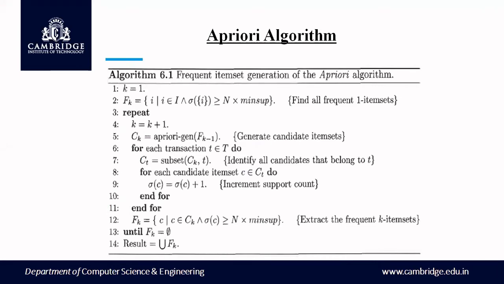This is how the algorithm goes. If you initialize K to be 1, the first level F1, the frequent one item set, is going to be the set of all items which satisfy the minimum support threshold. That is, its support count should be greater than or equal to the minimum support. Then we keep on repeating. Only for those candidate one item sets whose support is greater than or equal to the minimum support, I move to the next level. I add some more items to this existing candidate item set, so I move into the candidate 2 item sets.